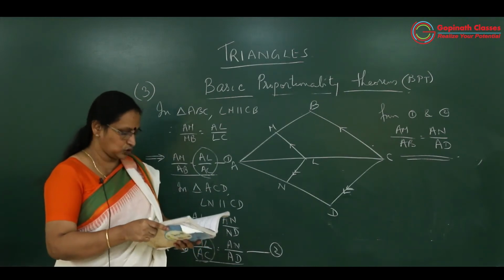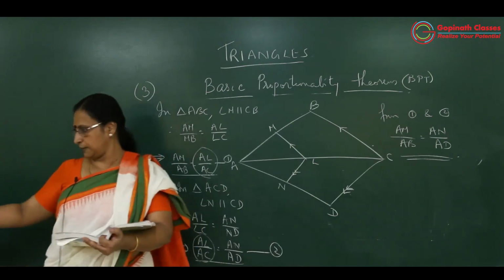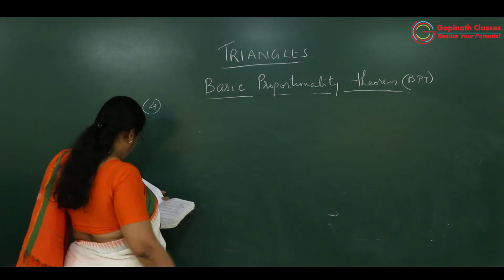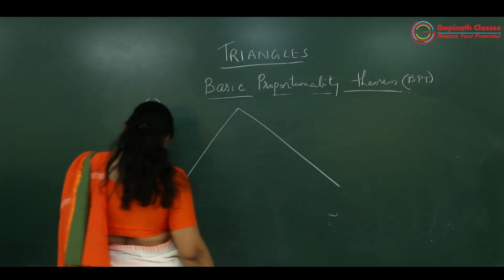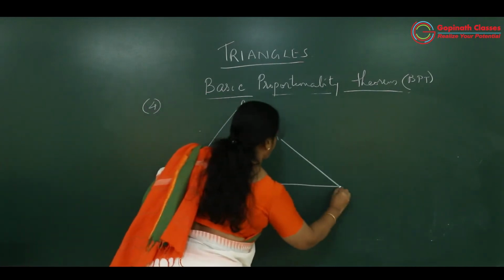Come to the fourth question. Fourth question, I will explain. Main question number 4. Look at the figure. The figure is like this. It's triangle ABC.